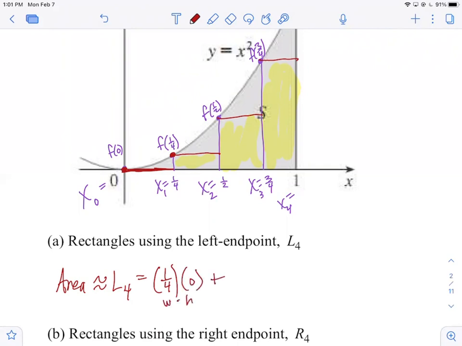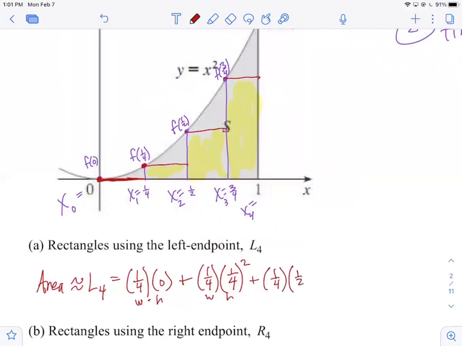Plus the next width from 1/4 to 1/2 is 1/4 times the height, using the left endpoint. So that's f of 1/4, which is 1/4 squared. So there's width times height. Plus the next width is 1/4 times the height at 1/2, which is 1/2 squared. And then plus the last width is 1/4 times the y value, 3/4 squared.